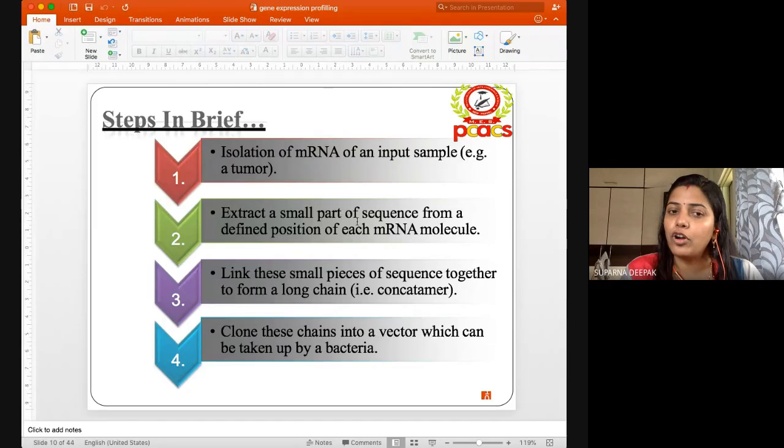So first of all, you have to isolate the mRNA from the sample. Whatever your sample is, a tumor cell or a dividing cell or any other cell, you need to isolate your mRNA from that. Once you have isolated that, extract a small part of the sequence from the defined position of each mRNA molecule. So from those mRNA molecules, you have to extract, that is, take out or excise.